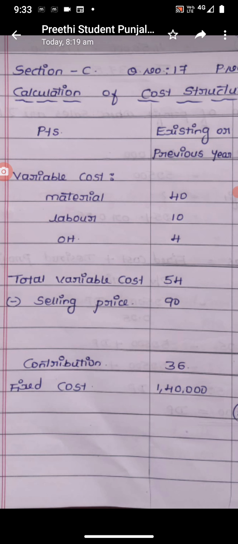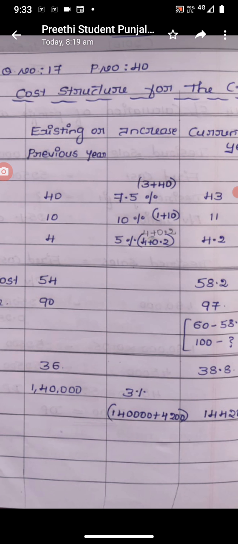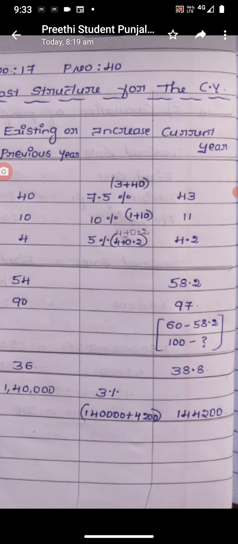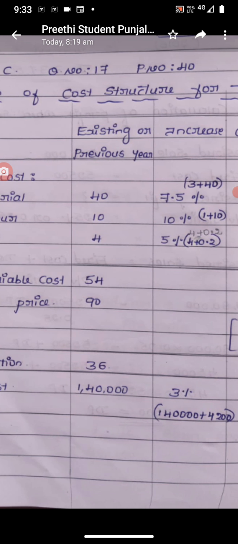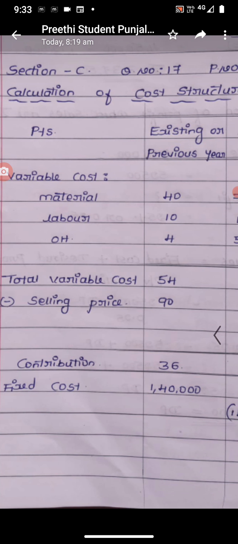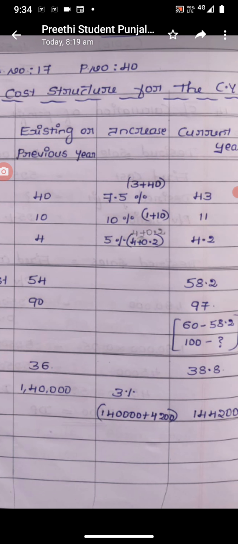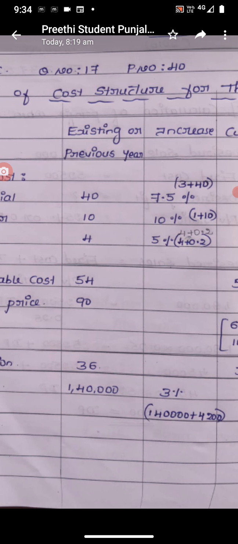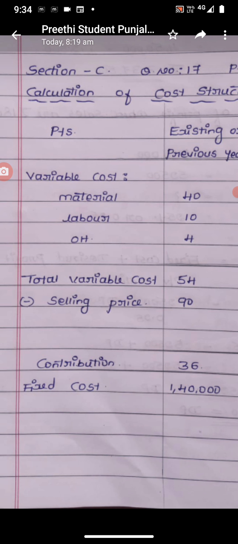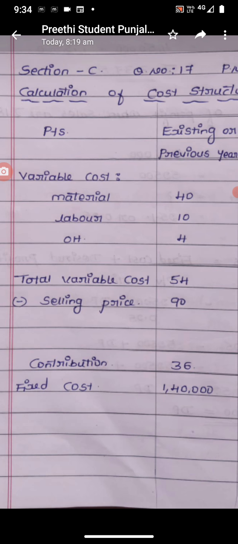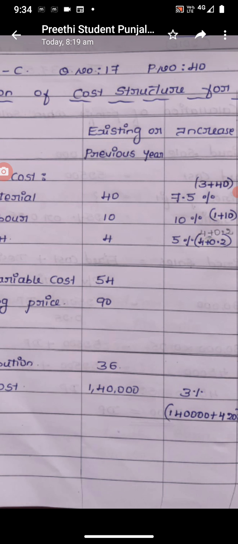And then variable overheads: they have given existing 4 rupees and it will be increased by 5%. So 5% is nothing but 0.2 rupees, sorry, not 2 rupees, 0.2. So 0.2 comes to 4.2 rupees for the variable overhead. So the total variable cost structure here is 54 rupees and the current price they have told is 90 rupees. So here the contribution becomes 36 rupees and fixed cost is 1,40,000.